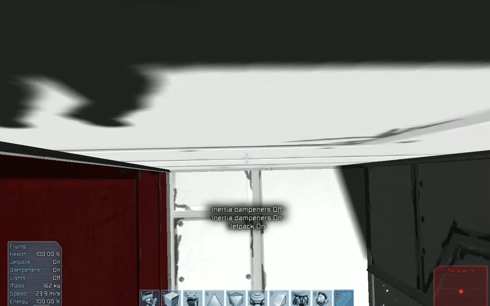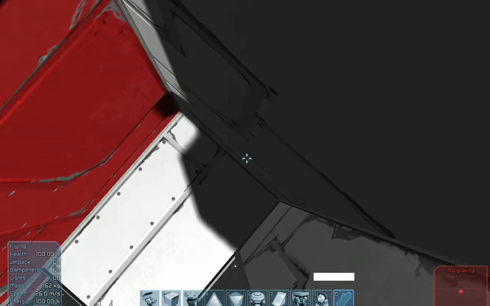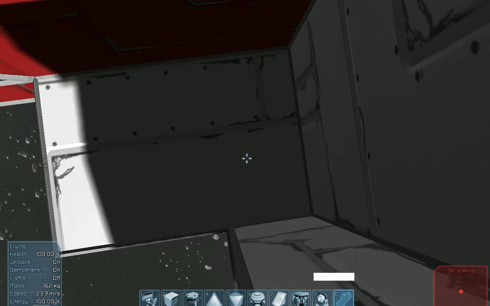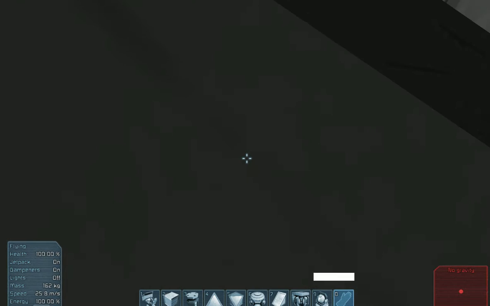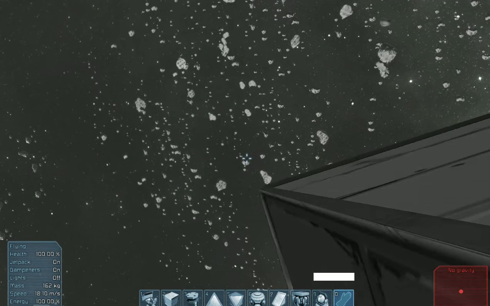Wow, turning off my dampeners instead of that. But this is what they look like. Well, my idea of them. I usually use the pendulum.